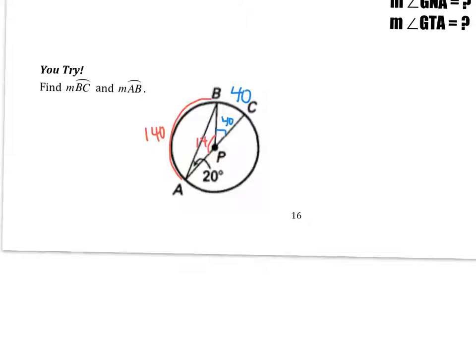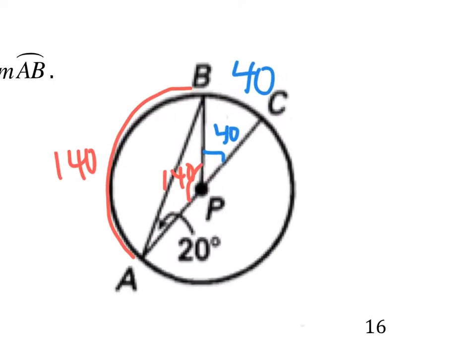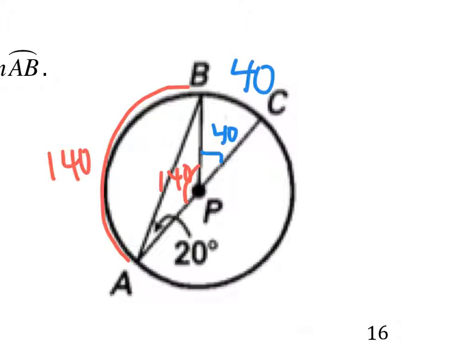140. All right, so a couple of things I want to put in perspective: since AC is a diameter here, are 140 and 40 adding up to 180? Do these two angles form 180 degrees? And do the two arcs add up to 180 degrees? They sure do. So keep that idea in mind.